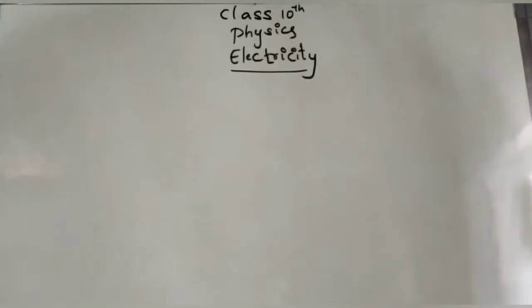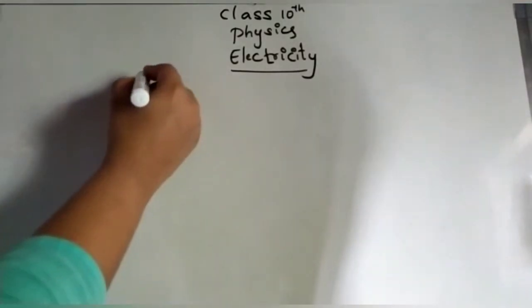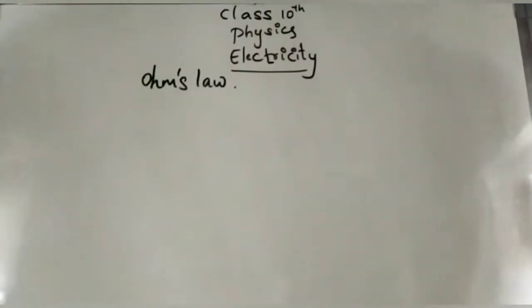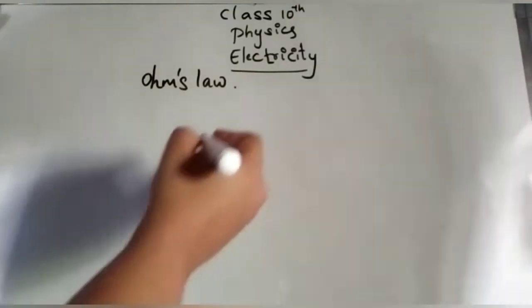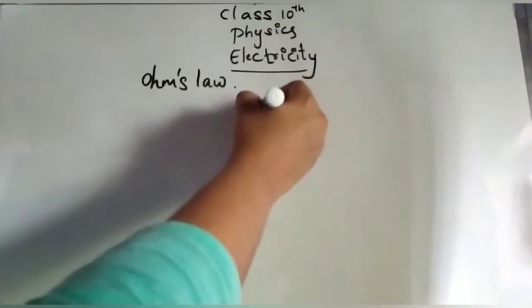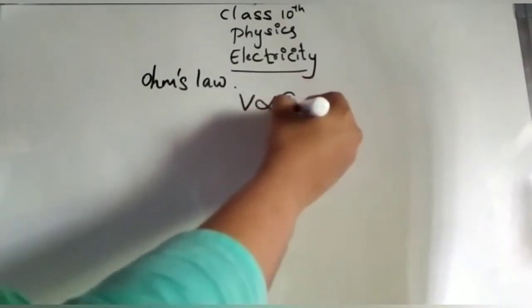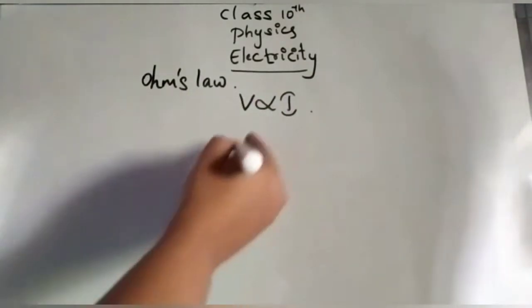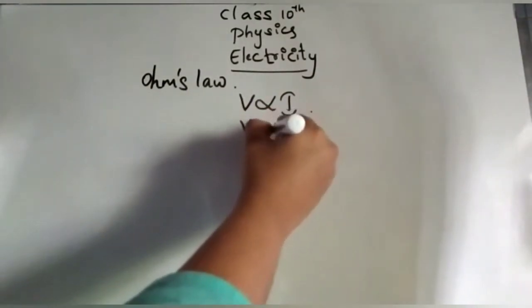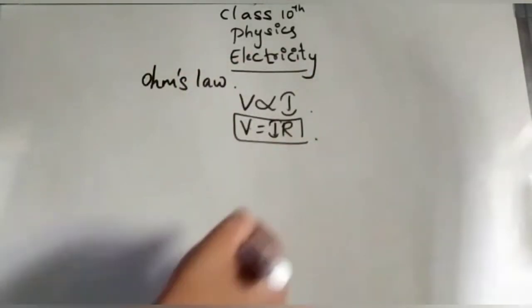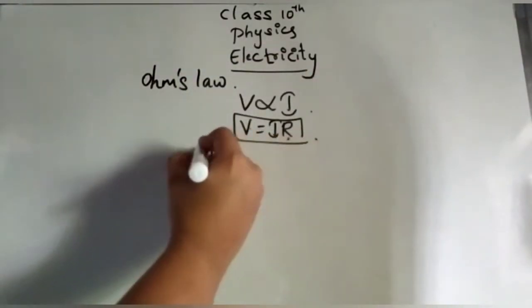Dear children, in the previous class we discussed a very important concept under electricity, that is Ohm's law. Under Ohm's law, the potential difference across the circuit is directly proportional to the current applied on it. That is, V is directly proportional to I, which gives V equals I into R. We have derived this, isn't it? By this we have got a term called resistance.